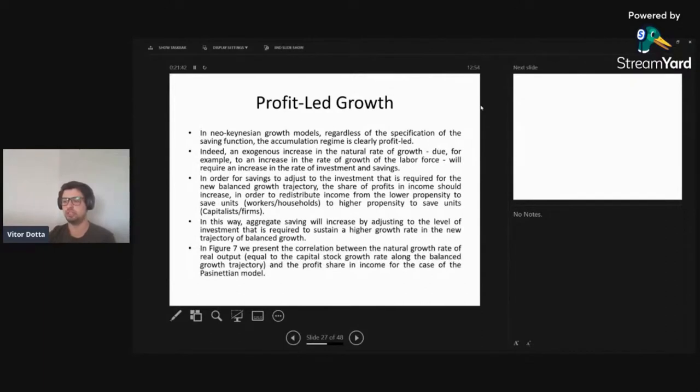So the growth is profit-led in the new Kaldorian growth models: regardless of the specification of the saving function, the accumulation regime is clearly profit-led. Indeed, an endogenous increase in the natural rate of growth, for example an increase in the growth rate of the labor force, will require an increase in the rate of investment and savings. For savings to adjust to the level of investment required for the new balanced growth trajectory, the share of profits in income should increase, in order to redistribute income from lower propensity to save units, which are households and workers in this model, to higher propensity to save units, which are capitalists and firms. In this way, aggregate saving will increase, adjusting to the level of investment required for a sustainable growth rate in the new balanced trajectory.